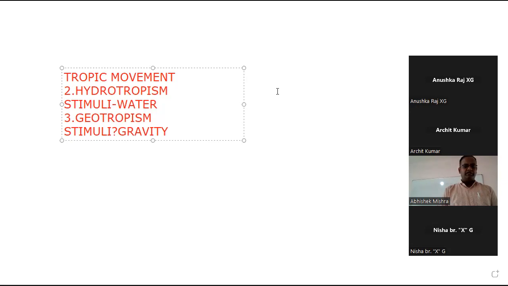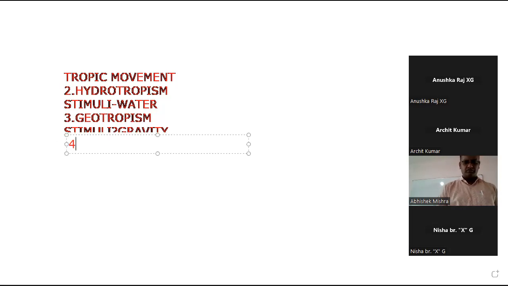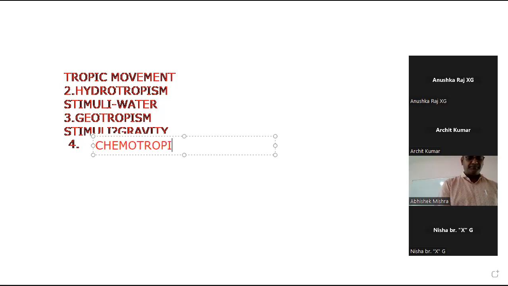Now, next we will be coming to the next type of tropic movement. That is the fourth type, number 4. Phototropism we have done, hydrotropism we have done, geotropism we have done. Now see the very important chemotropism. Chemotropism, a very new term to you all.